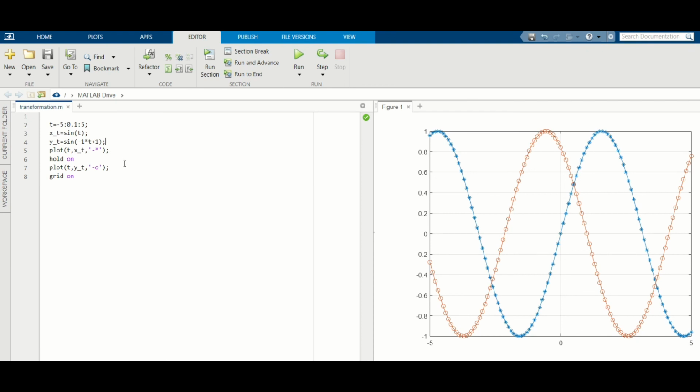The only idea behind this is: if you add a scalar, it will make your output a delayed version of the original. If you subtract a scalar from your independent variable, it will advance your signal. If you multiply your independent variable by a scalar greater than 1, your output will compress. If you multiply by a scalar between 0 and 1, it will expand your signal. And if you multiply by a negative value, suppose you are taking sin(-t), it will do the time reversal of that.